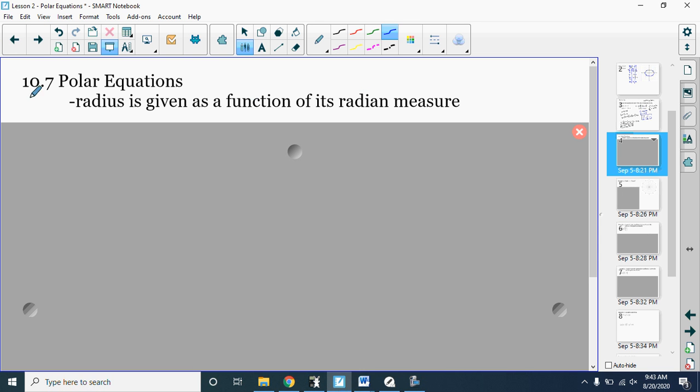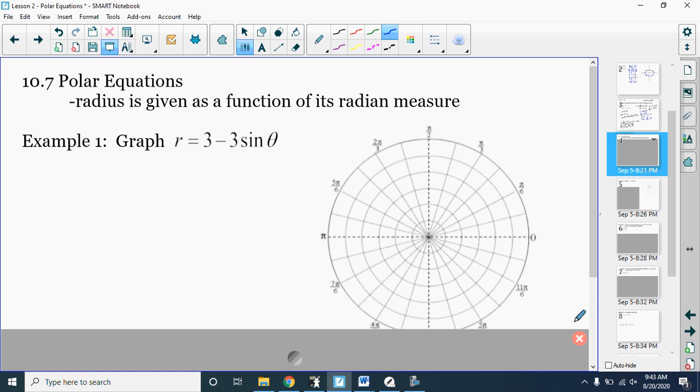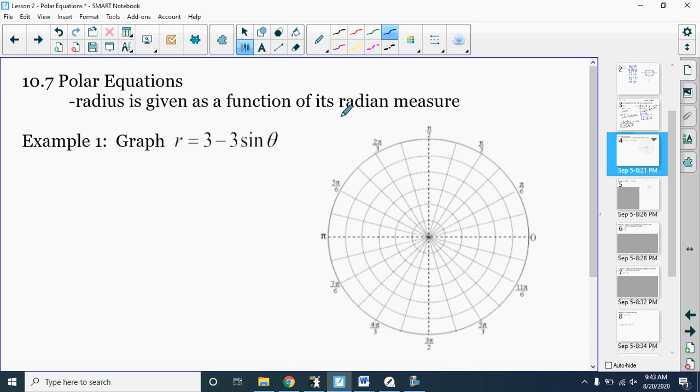It's not terribly important. So a polar equation is an equation where the radius is given in terms of its radian measure. So it's going to be written r equals something in terms of theta. These are the graphs that look like all different kinds of crazy graphs. Sometimes you have like the petal graph, and they've all got kind of goofy names.